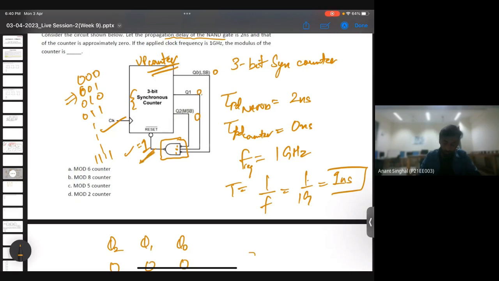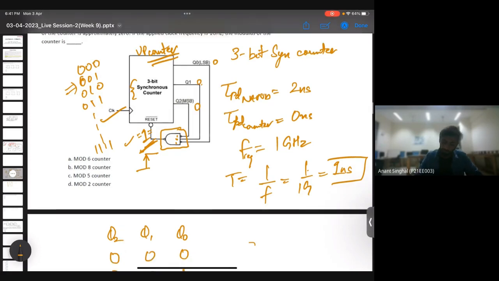So for 0 0 0, since here it is a not bubble, it will be 1 0 1, since it is a not. So 1 0 1 will give the output as 1. So whenever this reset bar is 1, it will go to the next clock. There will be a positive edge triggering. Fine. Is it fine till here? Yes, sir.